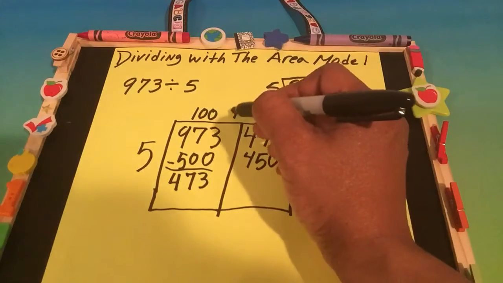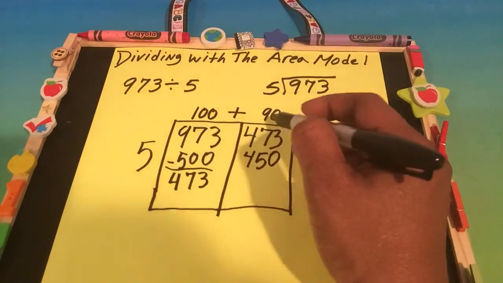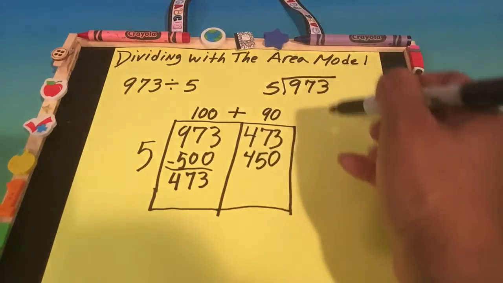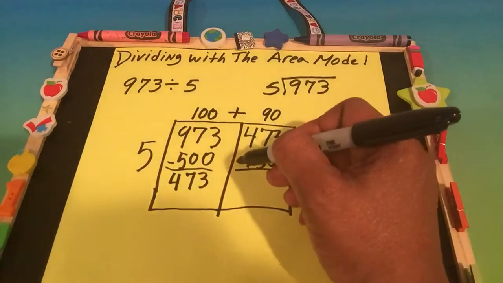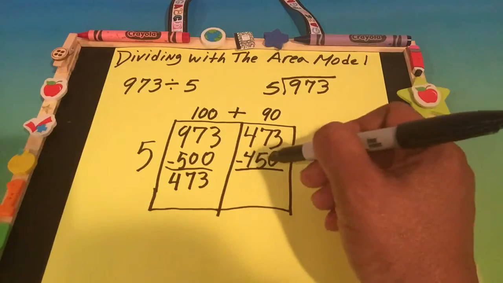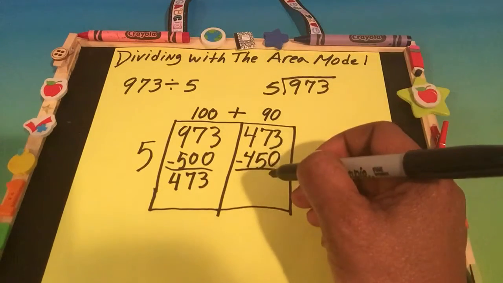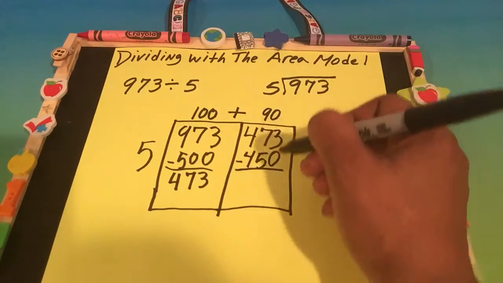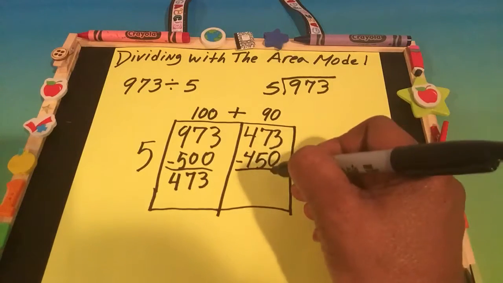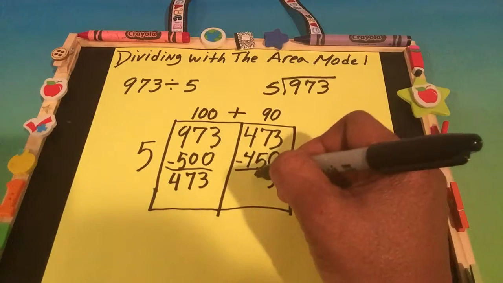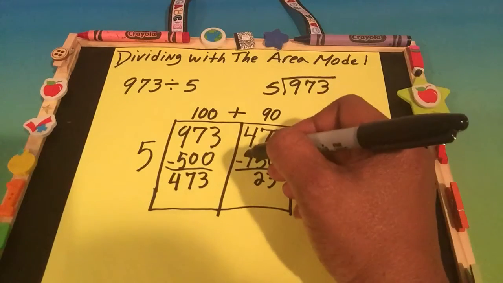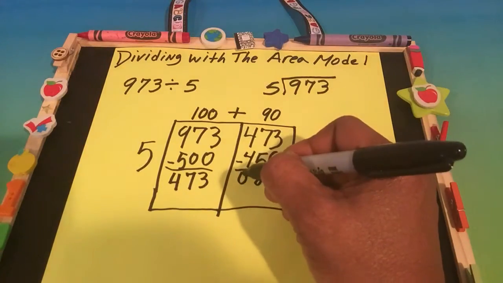Then I'll place a plus sign here because my partial quotients up here will be added at the end to get my final quotient. Now I will subtract 450 from 473. Start with my ones. 3 minus 0 is 3. 7 minus 5 is 2. And 4 minus 4 is 0.